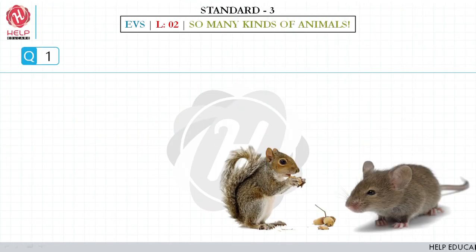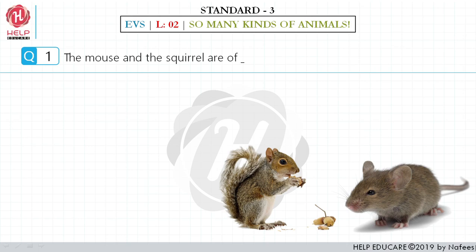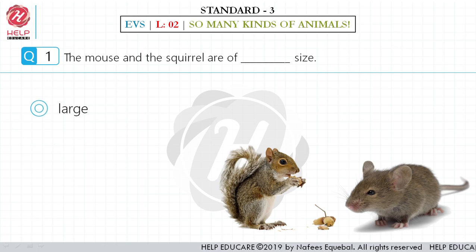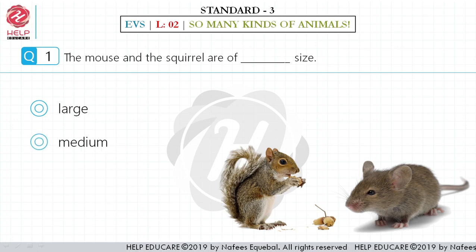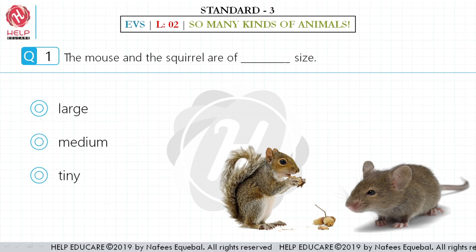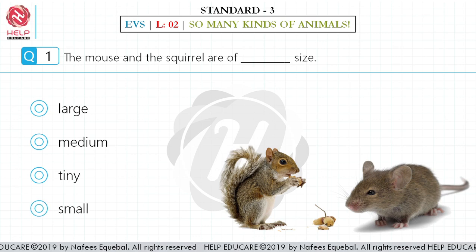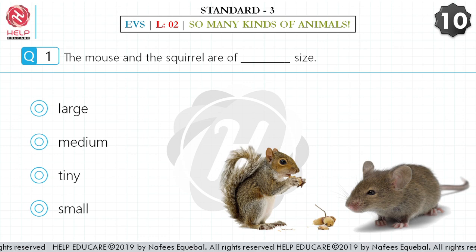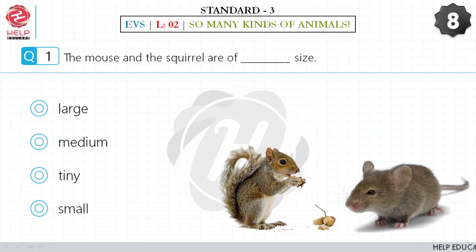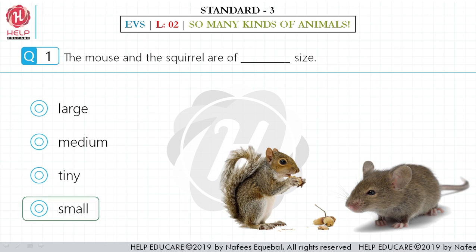Question number 1. The mouse and the squirrel are of dash size. First option, large. Second option, medium. Third option, tiny. Fourth option, small. Here, time starts now. Correct answer is small.